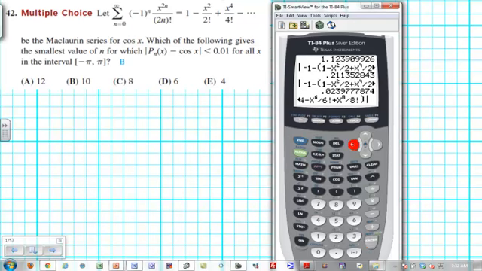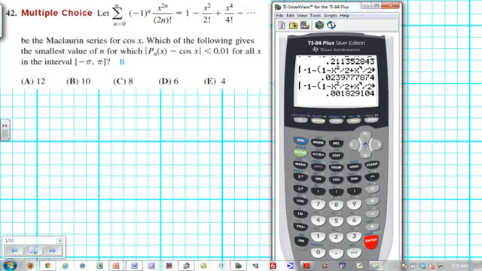This time it's going to be second insert minus x to the 10th divided by 10 factorial, using math PRB. And so now we have a 10th order polynomial to estimate it. And hurrah, we are finally less than our suggested error. So 10th order is the smallest value of n that does the trick, and therefore the answer is B. It's a very grungy problem.